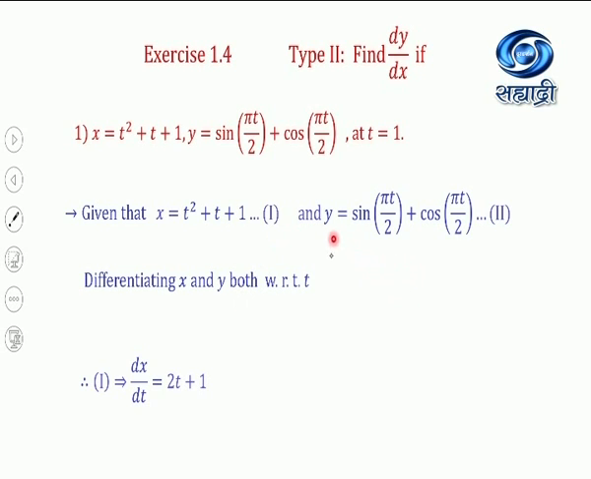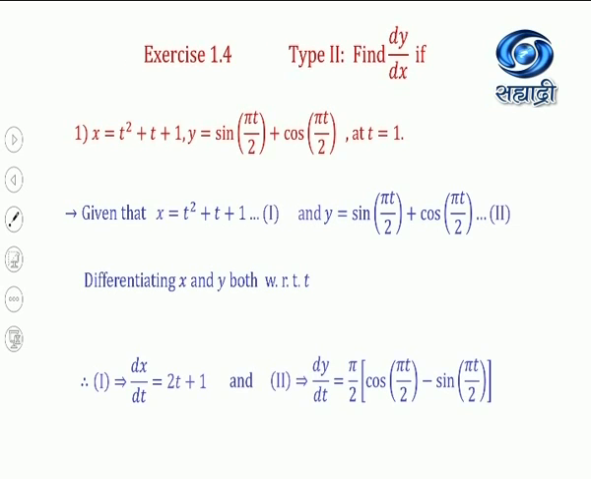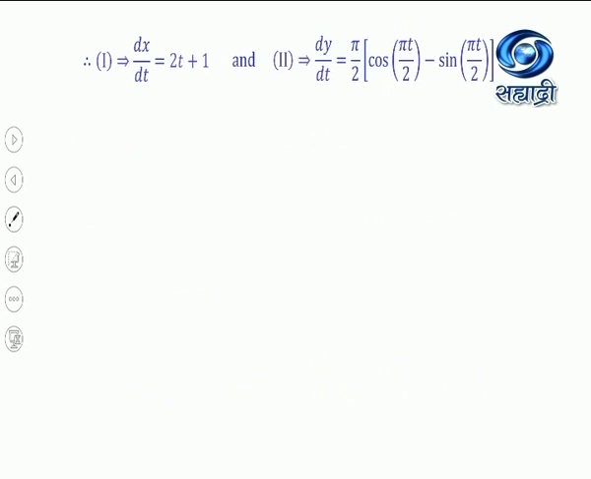And here dy by dt equal to, what we write now? Pi by 2 into this. See here, derivative of sine is cos, angle is same. Derivative of cos is minus sine, angle is same. But instead of angle, we write here pi into t upon 2. So multiplying this derivative by derivative of pi t upon 2, and that is pi upon 2. So we write here pi upon 2 into this. And now here dx by dt equal to this and dy by dt equal to this.